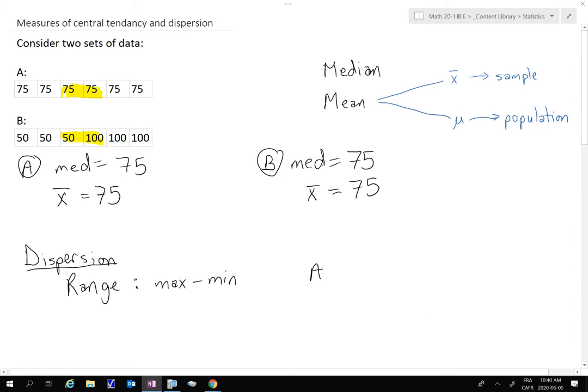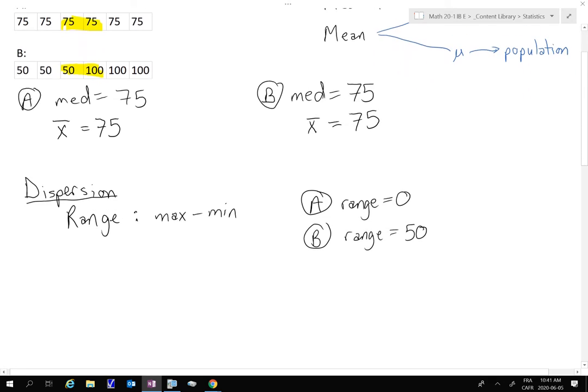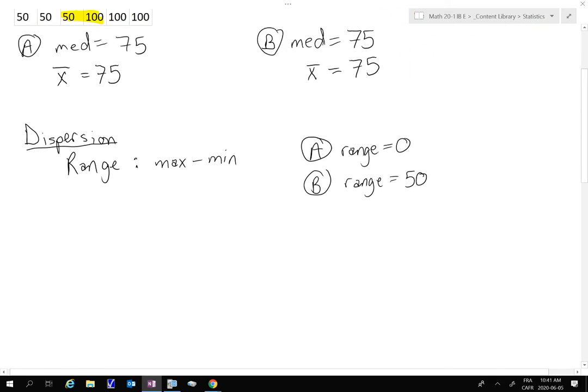For A, I can tell that I have a range of 0 because it's just 75 minus 75. There is no maximum or minimum. They're all the same. For B, on the other hand, my range is 100 minus 50, so we have a range of 50. Right off the bat, that gives us a difference. We say that the values for B have a much wider range than the values for A. It's still only a part of the picture. Its usefulness is that it's very quick to calculate, but it's a little more limited.